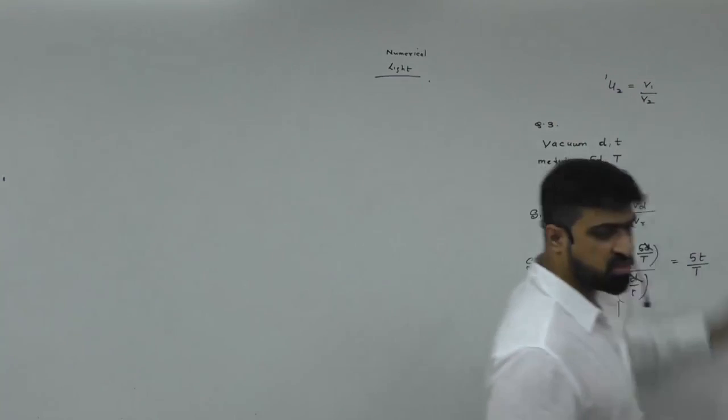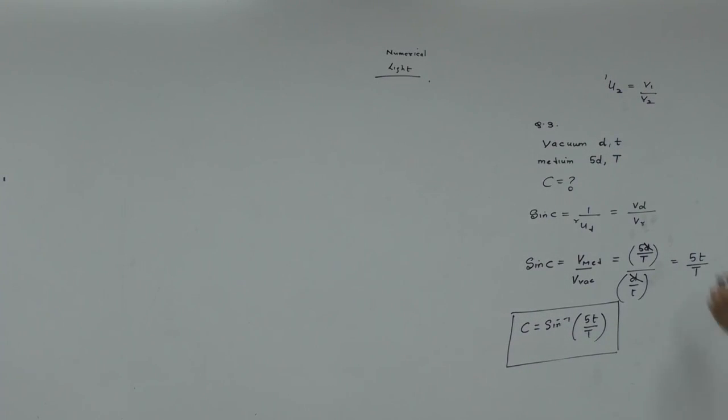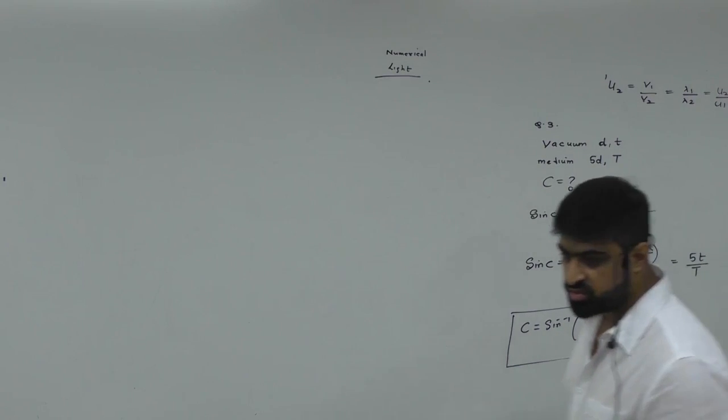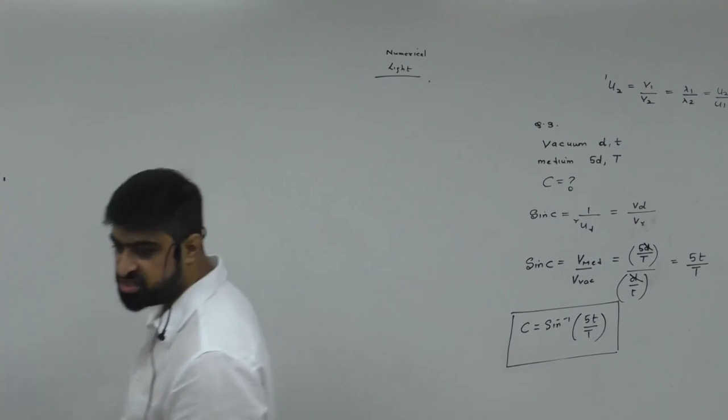ये फॉर्मूला शायद आपको याद ही रहेगा. 1 mu 2 is v1 by v2, then lambda 1 by lambda 2, then mu 2 by mu 1, then sin I by sin r, which is written as 1 upon 2 mu 1 by reversibility. इसके बेसिस पर you can remember, and mu is 1 upon sin c.